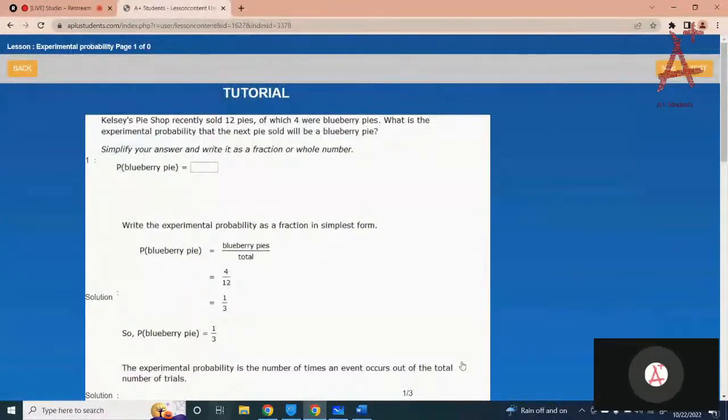Okay, let's start with examples. Let me read the example. Kelsey's pie shop recently sold 12 pies, of which 4 were blueberry pies. What is the experimental probability that the next pie sold will be a blueberry? Got it? So the number of blueberry pies is 4.